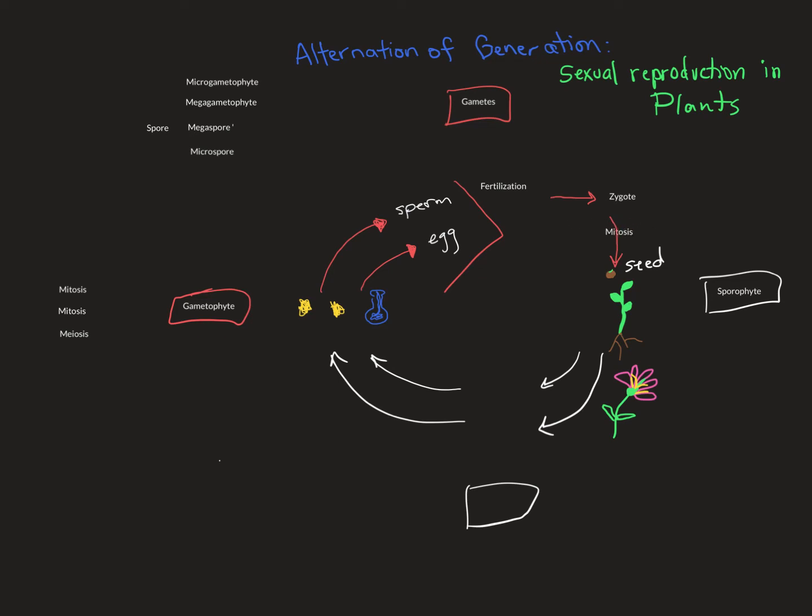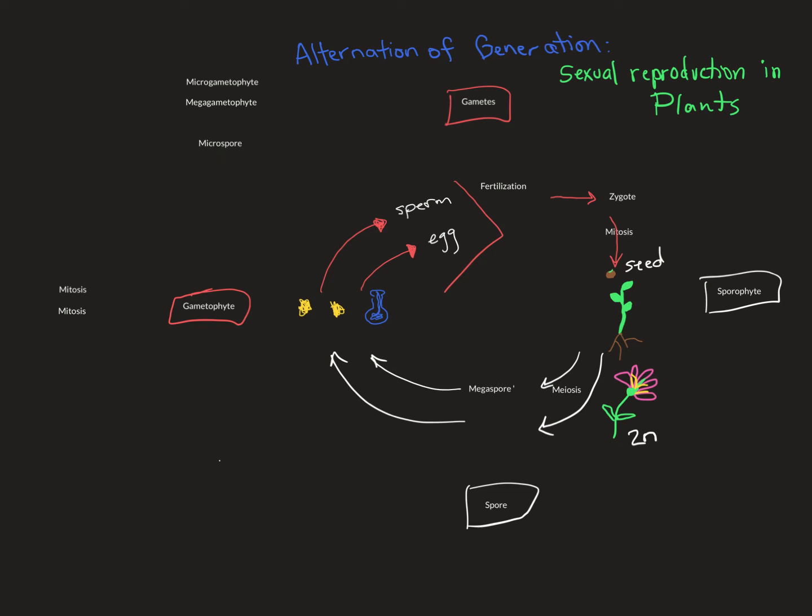Seed germination and the growth of the seedling begins the sporophyte generation. The sporophyte generation produces spores. Inside the ovules and anthers are sporocyte cells that are diploid. They have a full set of chromosomes. Through meiosis, those cells are reduced to form haploid mega and microspores.